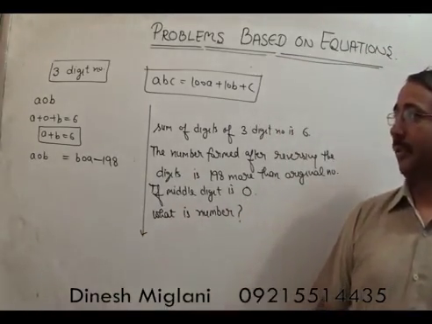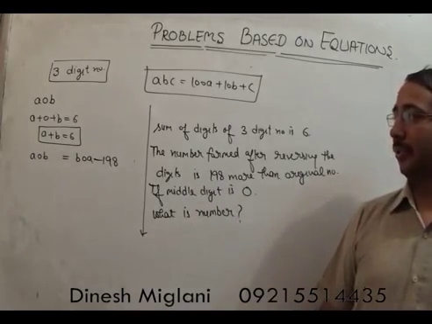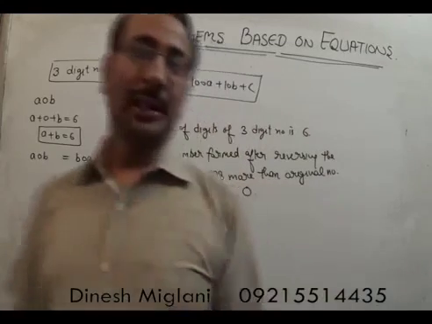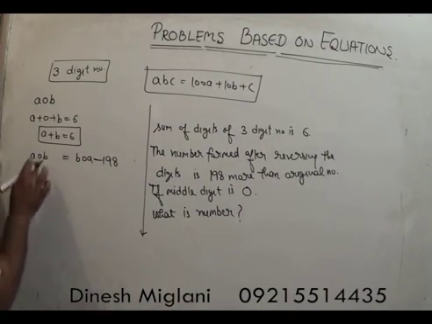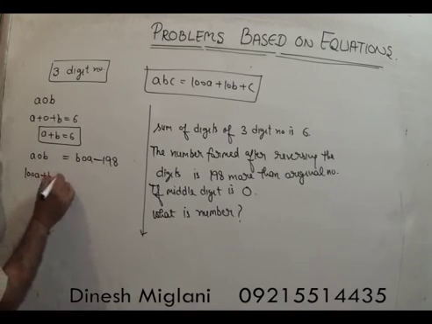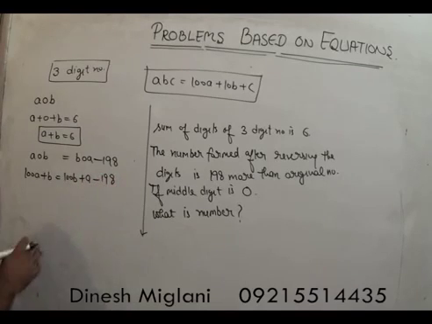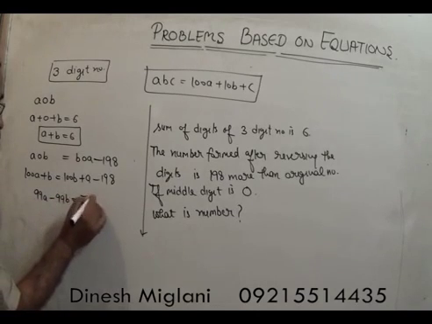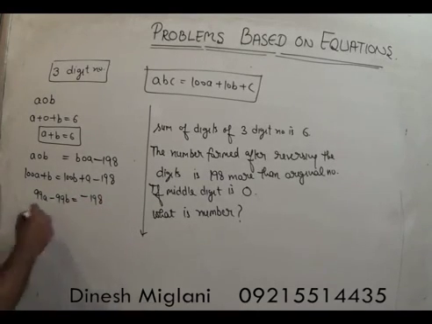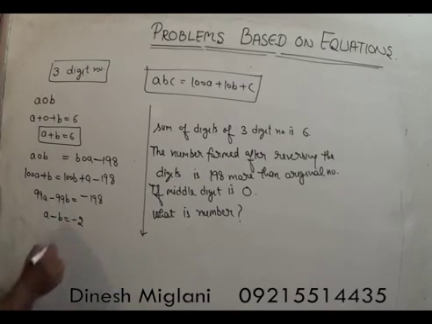So if I subtract 198 from here, I get A0B is equal to B0A minus 198. Now A0B is 100A plus 10 into 0 plus B, and this would be 100B plus A minus 198. That would be 99A minus 99B equal to minus 198. Taking 99 common, I can say A minus B is equal to minus 2, right?